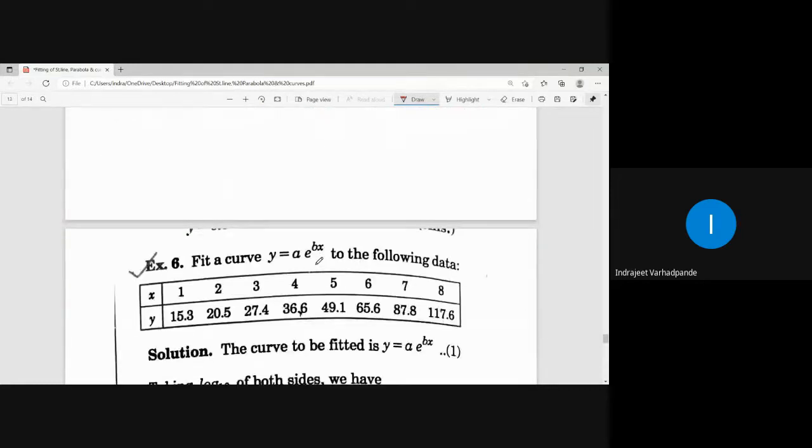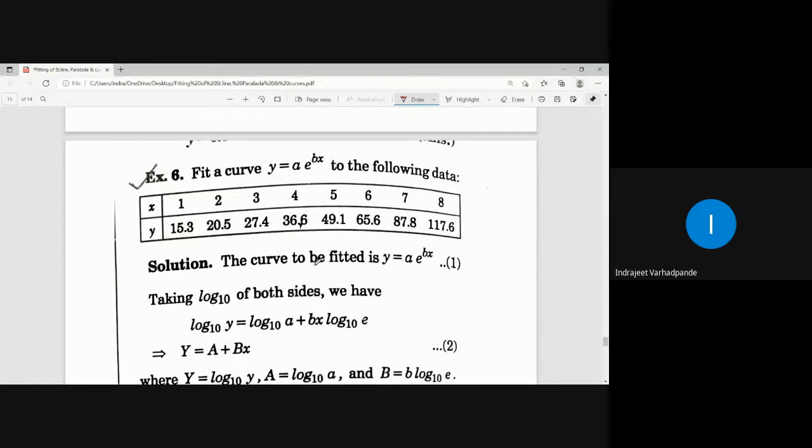The last type of curve which is remaining is fit the curve y is equal to a e to the power bx. The table is provided. X is equal to 1, 2, 3, 4, 5, 6, 7, 8, means n is equal to 8.